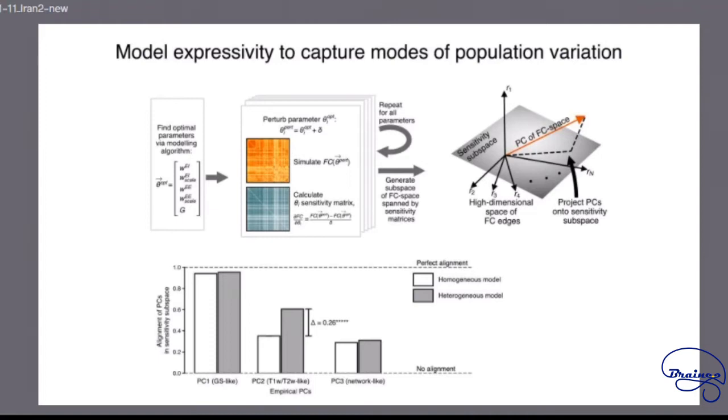And therefore, this gives us a rational way to think about how to expand the models, because now we can say that including the hierarchical variation is important for being able to capture the second principal component of individual differences in functional connectivity. That gives us a strong rationale for why this is a useful thing to have.